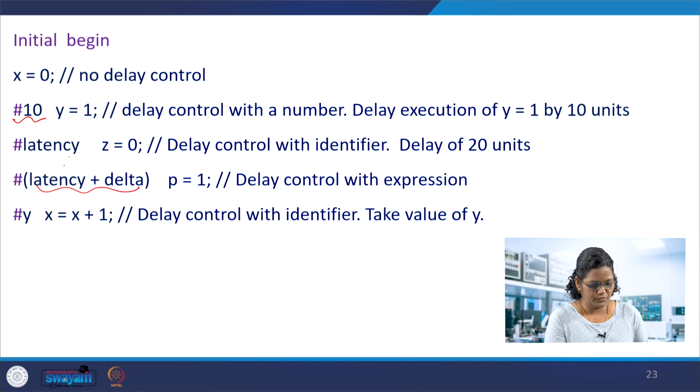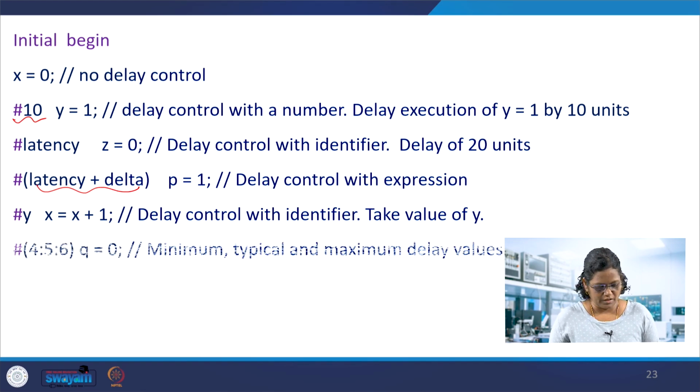#y is now getting the value 1, x equal to x plus 1. So you can take this y value, and you can have this y also after the hash. So it is possible to have these identifiers also in the regular time delay control.